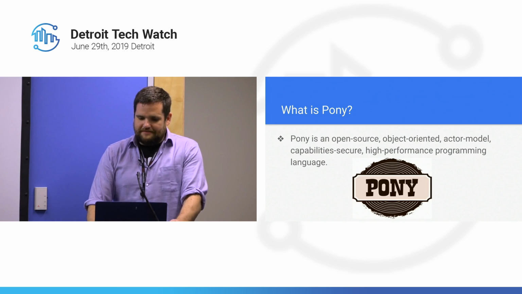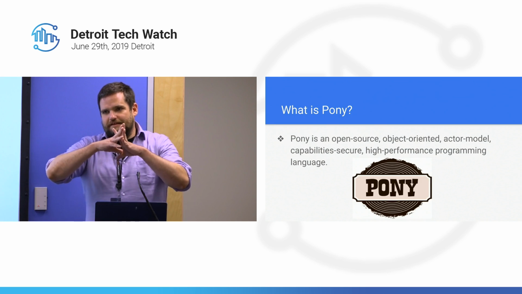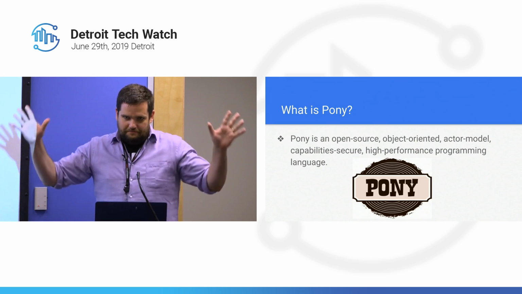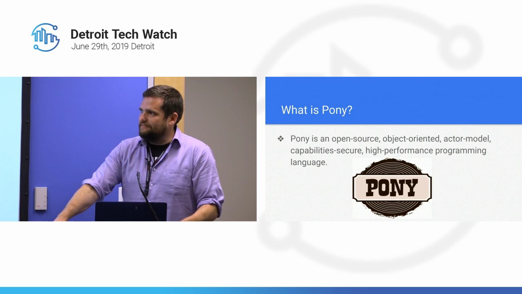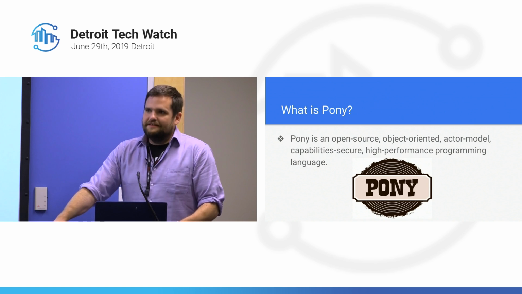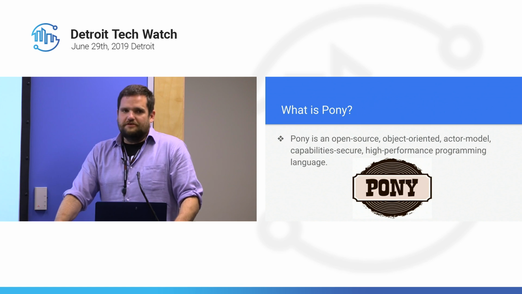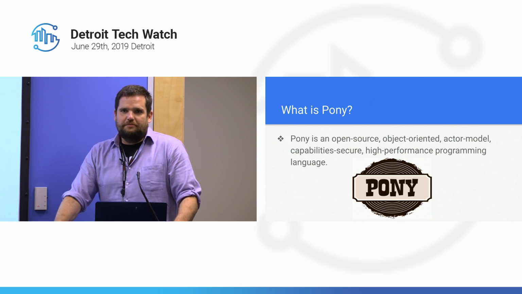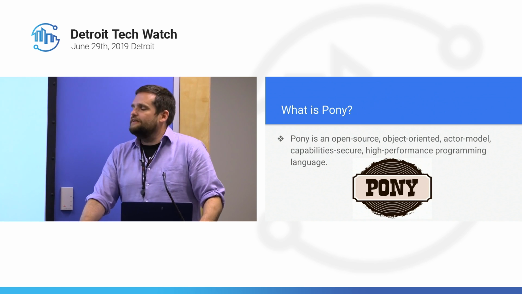So I guess to get started, if anyone asks what is Pony, this is the broad generalization of what it is. It's an open sourced, object-oriented, actor model, capability secure, high performance programming language. It has a very verbose description of what it is. Open source, we do develop, we accept pull requests, you can go on there, look at our code. It's on GitHub. Pony C is the name of the Pony compiler that we use.